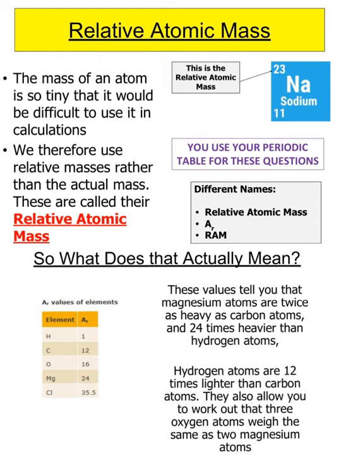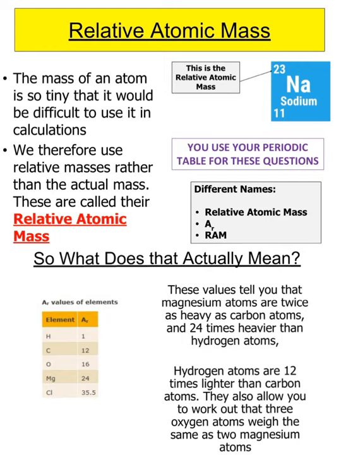So what we actually use is what we call a relative atomic mass. And you use your periodic table for these questions. We're going to be looking at this number, the top number in the periodic table on each of the elements. Now, a couple of different names come up. I'll always be referring to it as the relative atomic mass. You sometimes see that shortened to RAM, and other videos that I've seen sometimes call it RAM. And then when we're writing it in calculations, we'll be looking at it as what we call Ar.